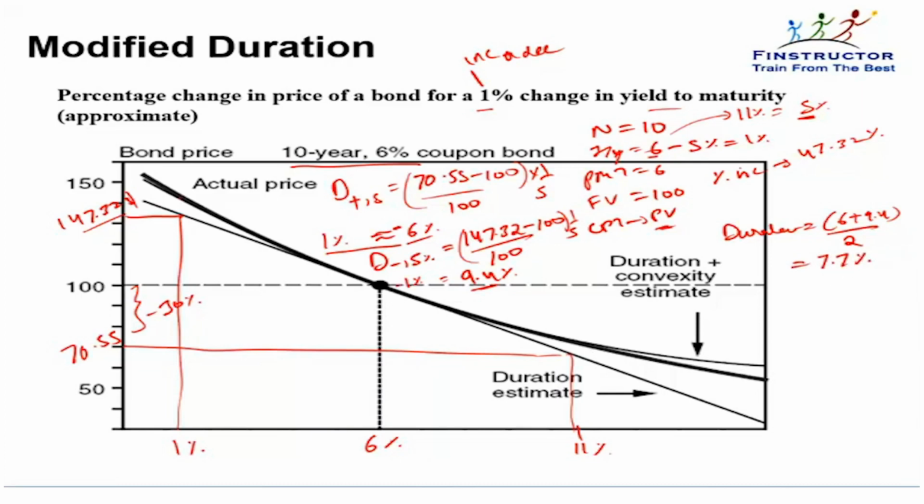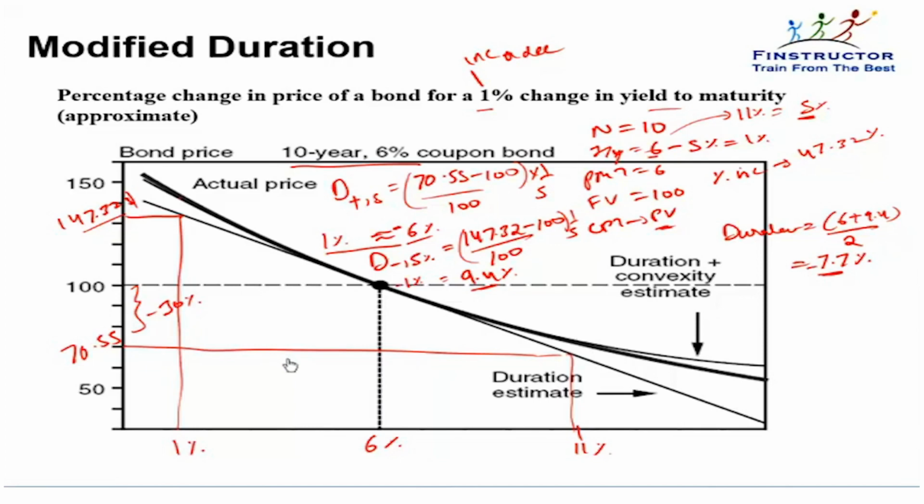So please note, even though quoted as positive, duration is always quoted as a positive number. That is the percentage change in the price for a 1% change in yield. Duration is always interpreted as negative. That is, if yields go up by 1%, the price will fall by about 7.7%. If yields go down by 1%, the price will go up by 7.7%.